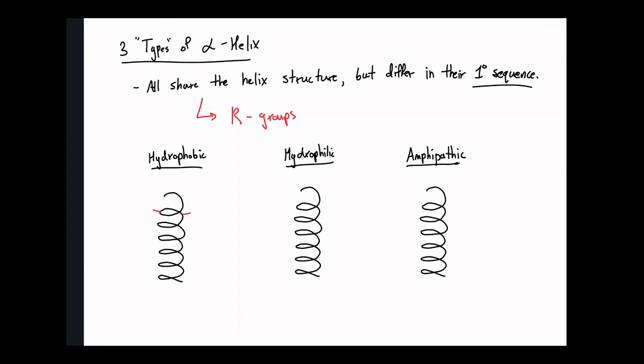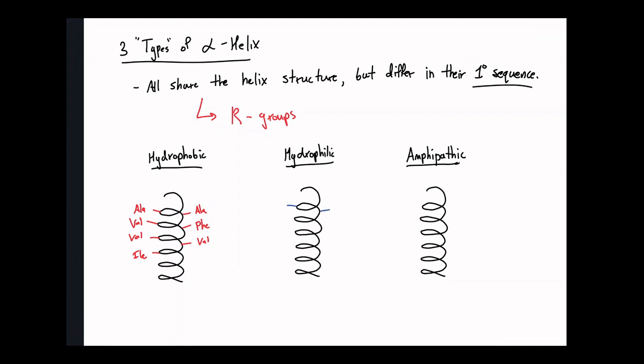So the amino acids you'd find on a hydrophobic alpha helix would be like alanine, right? Things that are nonpolar: phenylalanine, valine, isoleucine, these kinds of things, right? These amino acids are nonpolar, they're aliphatic, and so they're going to be attracted to other nonpolar things. That would be a hydrophobic alpha helix, right? A hydrophilic alpha helix is going to be the opposite, right?